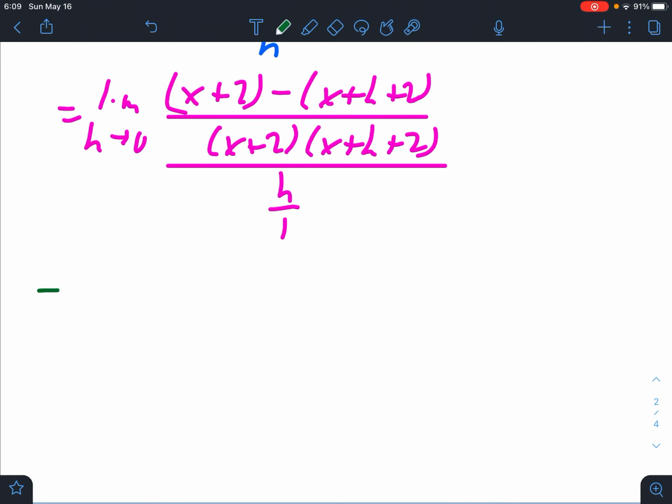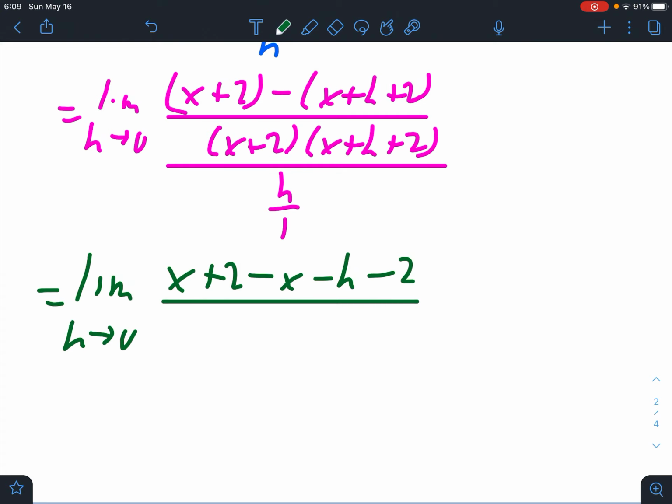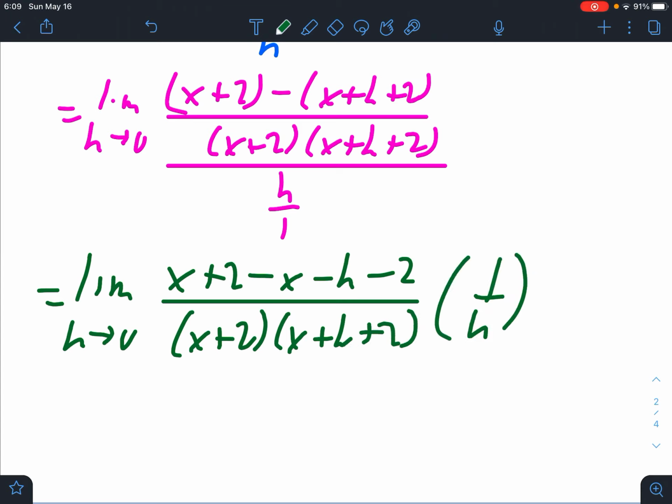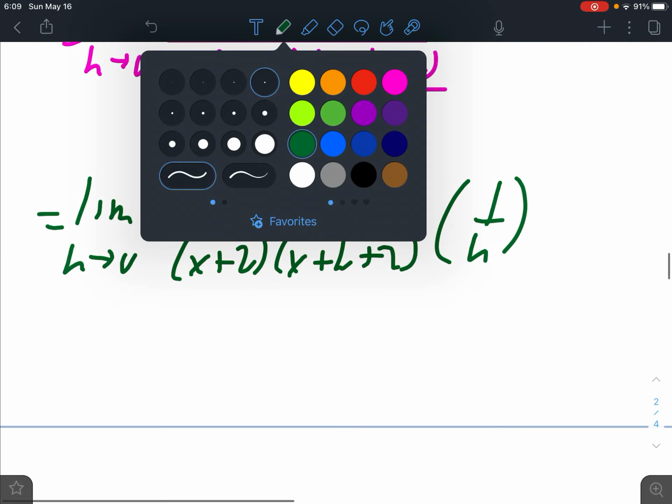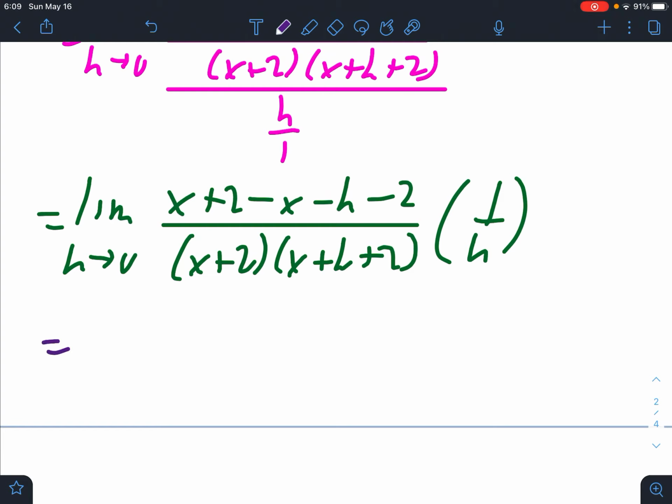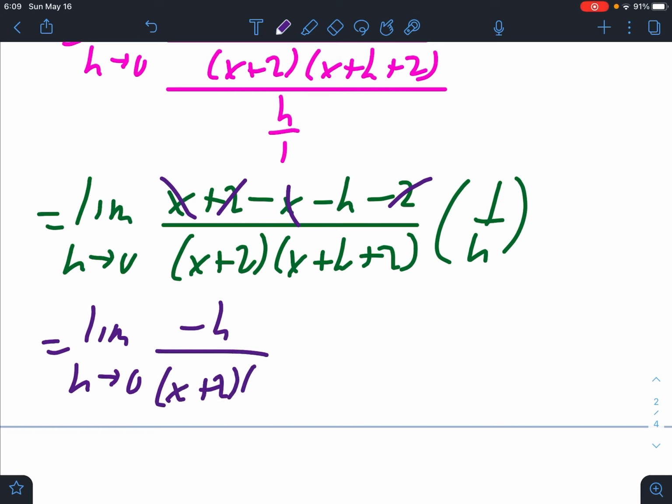All right, so our next step, we have x plus 2 minus x minus h minus 2 over x plus 2 times x plus h plus 2. And I'm going to flip that fraction and multiply by 1 over h. So now I have limit as h approaches 0. The numerator, all I have left after canceling out x and 2 is negative h over x plus 2 times x plus h plus 2, times 1 over h.